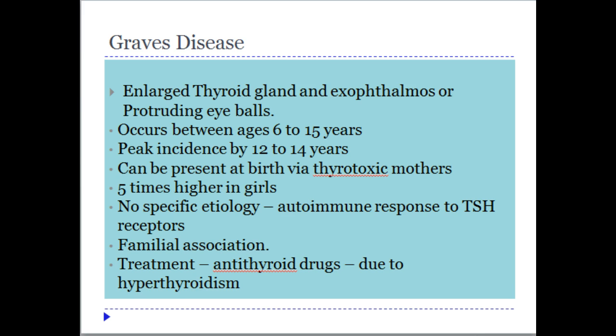And it can also be present at birth with moms that are thyroid toxic. So it's very important for us to look at newborns. It is also 5 times more likely to occur in girls. We're not sure what really causes it. They do think that there may be some autoimmune response to TSH receptors. There also may be a family association with this. And so the way we treat this is anti-thyroid medications, or sometimes we even have to radiate the thyroid to kind of slow things down.